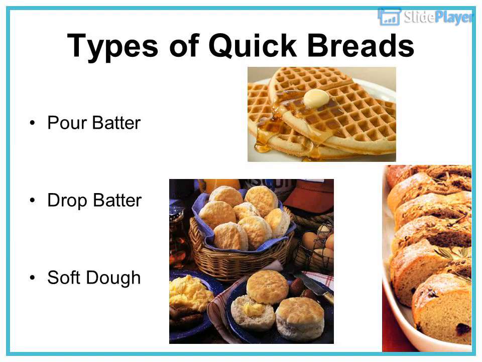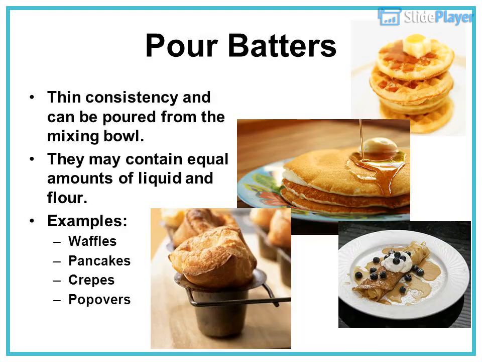Types of quick breads: pour batter, drop batter, soft dough. Pour batter is thin in consistency and can be poured from the mixing bowl. They may contain equal amounts of liquid and flour. Examples: waffles, pancakes, crepes, popovers.